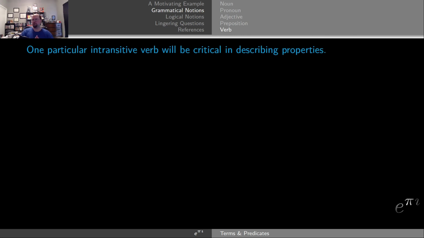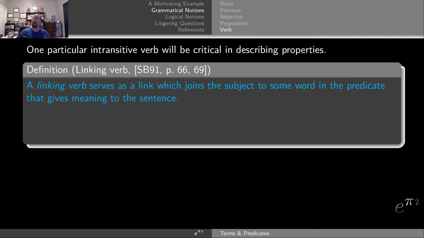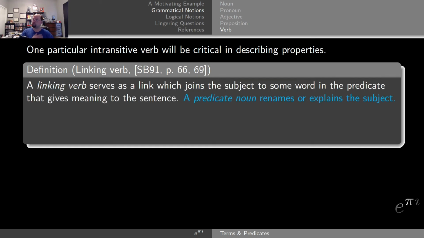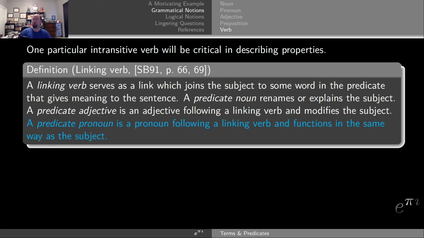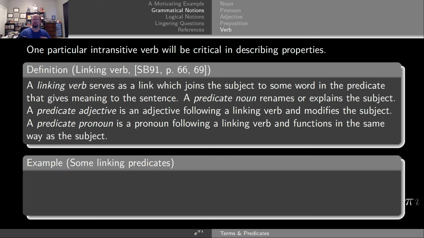One particular intransitive verb will be crucial in describing properties, what's called a linking verb. So a linking verb serves as a link which joins the subject to some other word in the predicate that gives meaning to the overall sentence. Now, that word in the predicate can vary. It can be a predicate noun, which renames or explains the subject. You can have a predicate adjective, which actually modifies the subject, or a predicate pronoun, which functions the same way as the subject itself. So here's an example of each of these three cases.